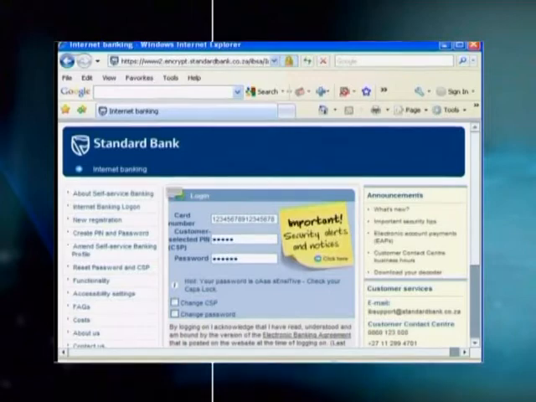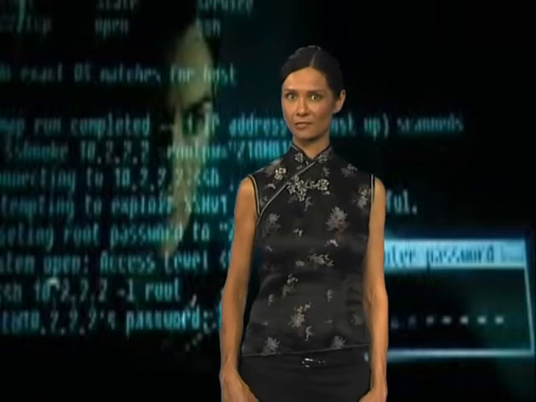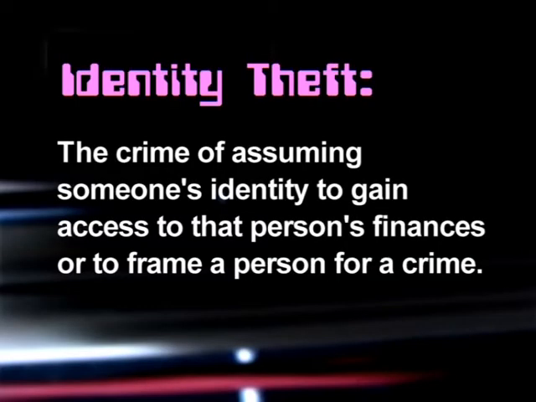One possible reason for these types of attacks is what is called identity theft. This crime is when someone gets the personal information of another person to assume another person's identity. In this way, the fraudster can gain access to the person's finances or frame a person for a crime.